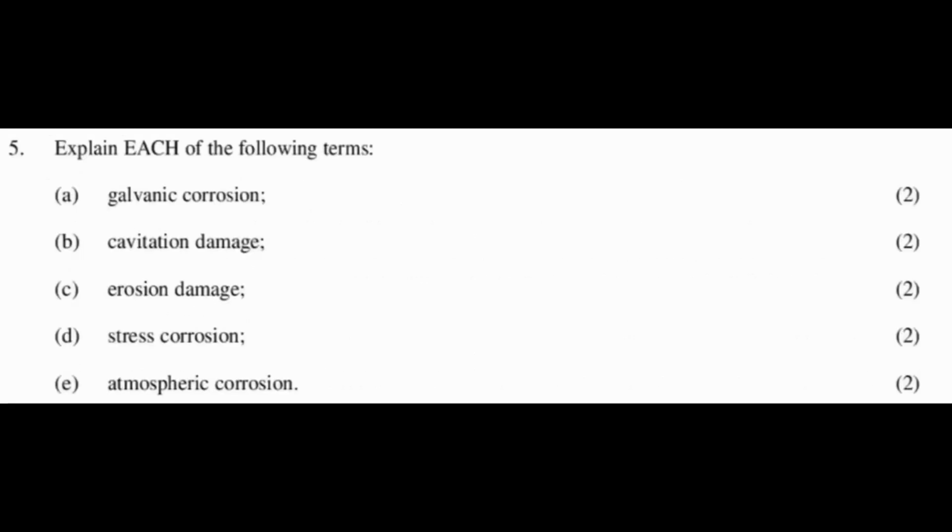Explain each of the following terms. A. Galvanic corrosion. B. Cavitation damage. C. Erosion damage. D. Stress corrosion. E. Atmospheric corrosion.